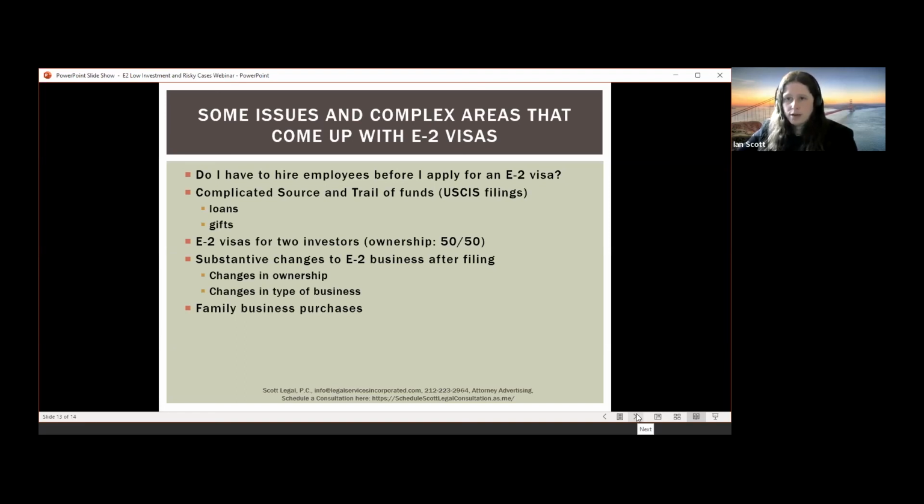Similarly, if there's a change to the type of business, so let's say that you were a wedding photographer and now you want to open a restaurant under that same LLC. Before you change your business line, you have to go back to USCIS or to the consulate and get an approval to do that. You cannot just change the business line and keep operating under the same LLC.